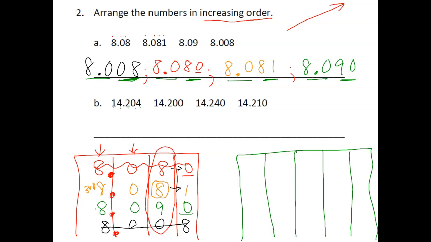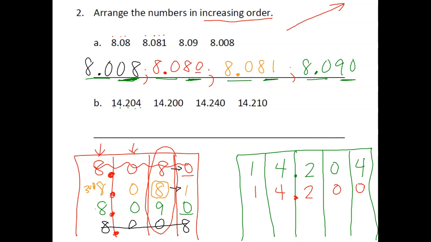All right, so in the same fashion, I'm going to put my 14 and 204 thousandths. Then I have 14 and 2 tenths, which is also equal to 200 thousandths.